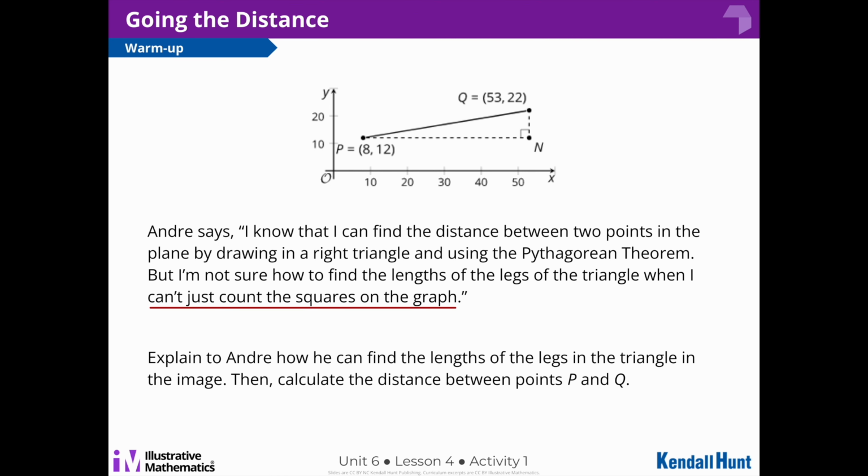So how can we figure out, based on what they've given us, how to do this? It says, explain to Andre how he can find the lengths of the legs in the triangle in the image, and then calculate the distances between points P and Q. Well, I will do the first part, and then I'm going to have you do the second part. So I will explain for you how we can find the distances between those, and then you, using those distances that you'll find, can calculate the distance between P and Q with the Pythagorean theorem.